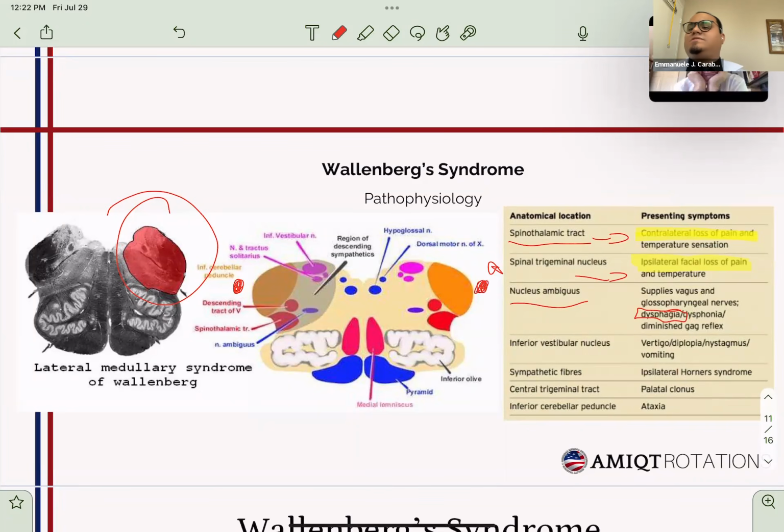Then there are some sympathetic fibers that run over here. If the inflammation is very significant, it can affect the sympathetic fibers, and usually these patients develop an ipsilateral Horner syndrome. And finally, of course, the inferior cerebellar peduncle.